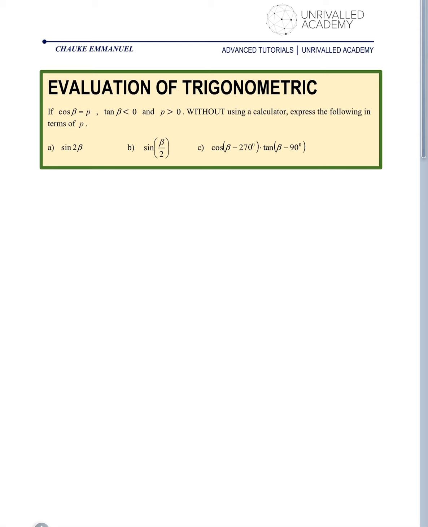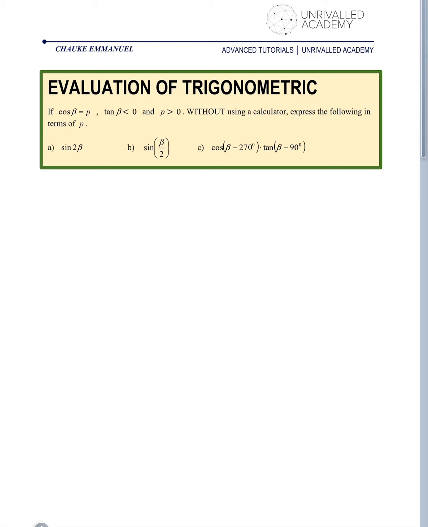We are saying that if cos of beta, where beta is the angle, is equals to p, and the tangent of beta is less than 0, meaning negative, and p is bigger than 0, meaning positive. Without using a calculator, express the following in terms of p. The a part is sine of 2 beta, and then the b part is sine of beta over 2. The c part is cos of beta minus 270 degrees multiplied by the tangent of beta minus 90 degrees.